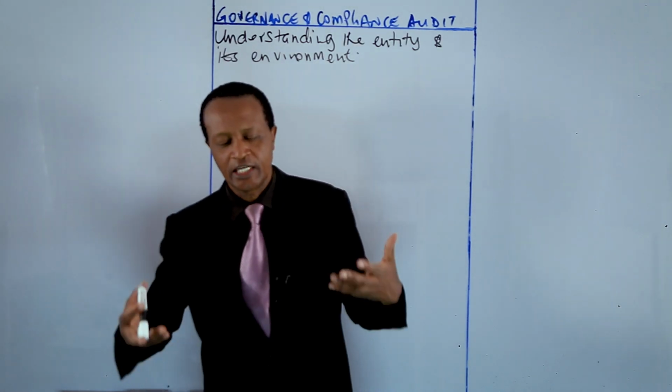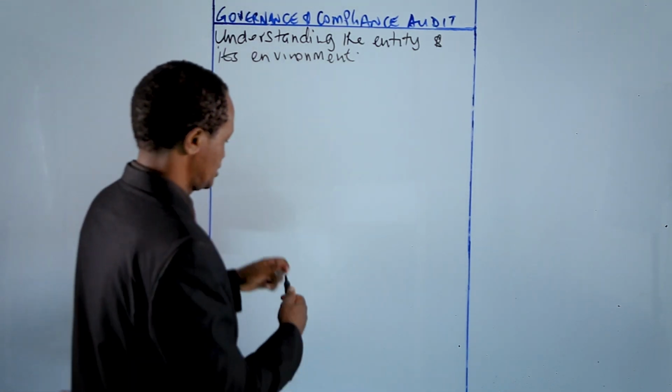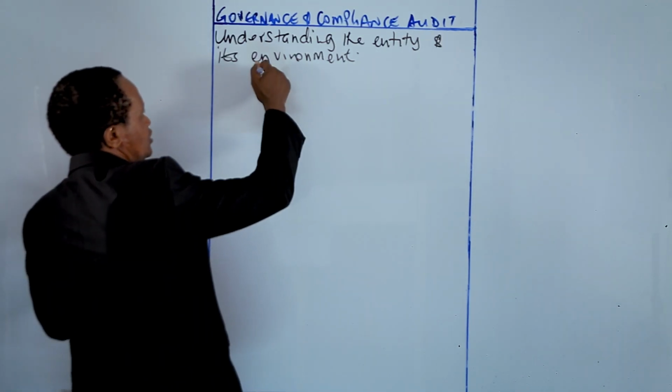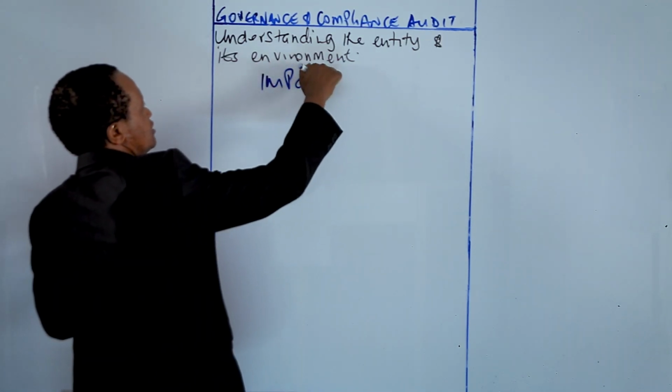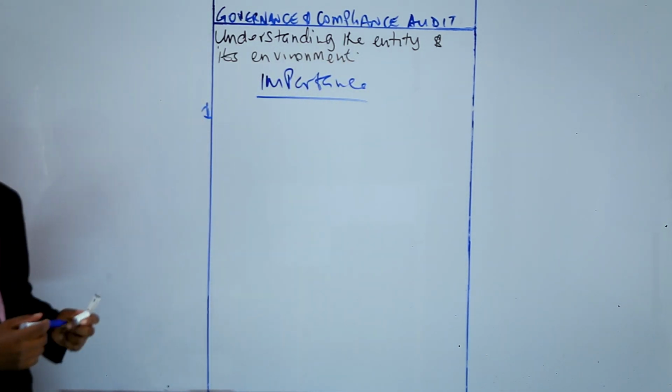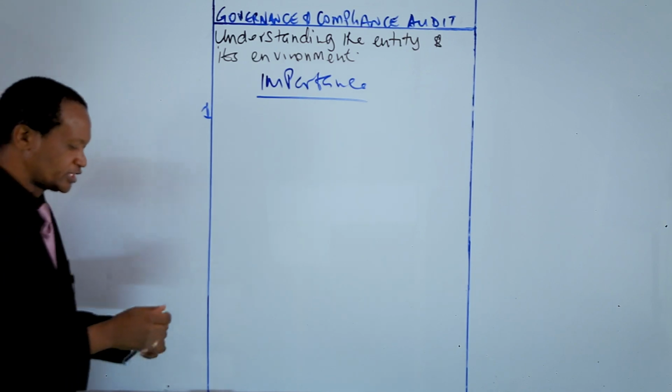So why is it important? Why is it crucial? Why is it important for an auditor to understand the entity and its environment? Number one is for the purposes of risk assessment.